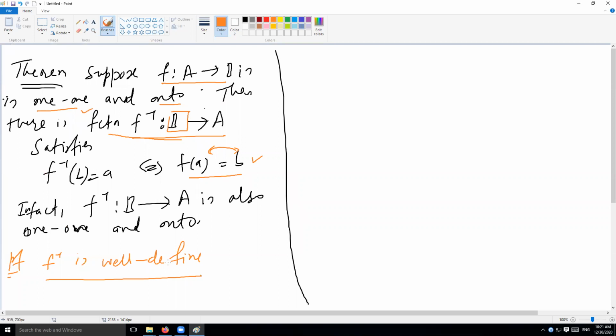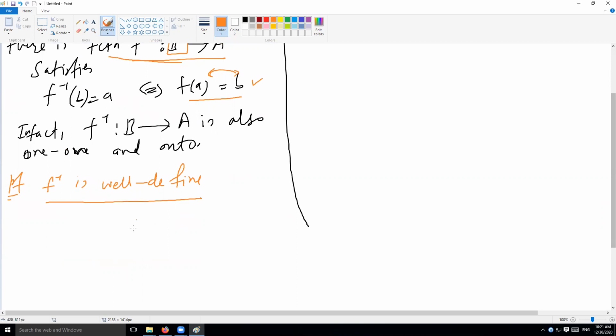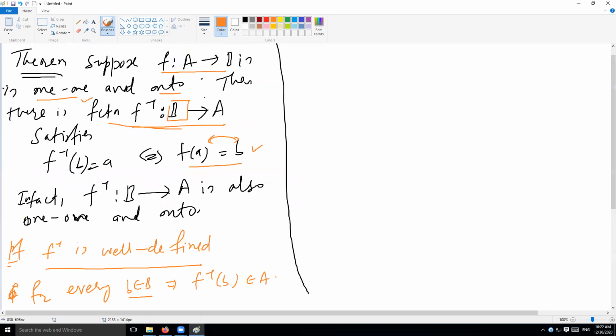F inverse is well defined. And to prove that, for every b in B, f inverse of b belongs to A. That's what you have to prove actually. For every element in the domain, if you operate your function on the element of the domain, it should go into the codomain. So f inverse is a function from B to A.